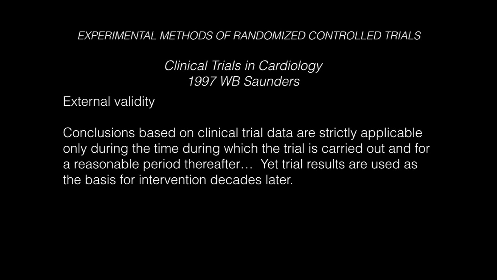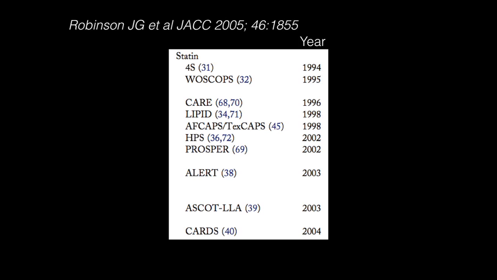Conclusions based on clinical trial data are strictly applicable only during the time during which the trial is carried out or for a reasonable period thereafter, yet trial results are used as the basis for intervention decades later. And this is what we're talking about. These are the years of these studies. So we're talking studies that were done in the 80s and 90s, okay? This is decades later. So how relevant are data from the 80s and 90s to 2015?